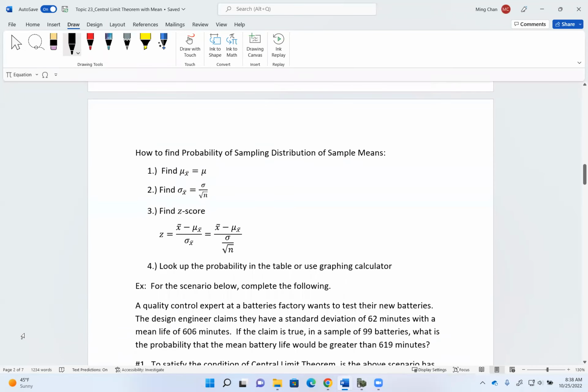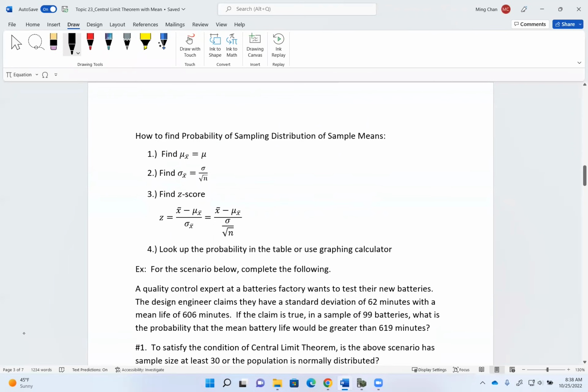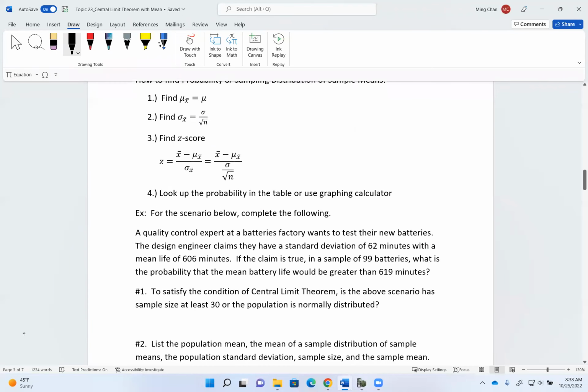All right, so how do we find probability of the sampling distribution of the sample mean? It's pretty much the same thing as before. We're gonna find the mean of the sampling distribution X bar, which we know by the central limit theorem will eventually equal the true population mean. Find the standard deviation of the sampling distribution X bar, which is taking the true population standard deviation divided by square root of n, and we're gonna convert into a z-score, and we can use our graphing calculator to find the area.